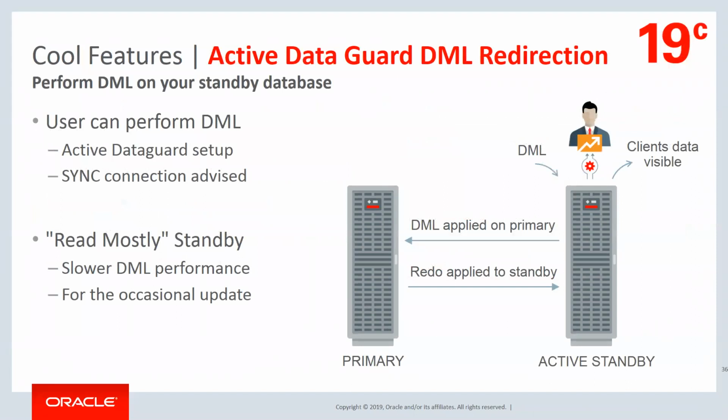Active DataGuard DML redirection. If you have active DataGuard, you could only query on active standbys. Now we can change that. You can enable it, so you can actually do insert, update, and delete on the active standby. The system will make sure, through a database link, that it applies the change on the primary, and then because the redo is applied to the standby, the changes are done on the active standby as well. It's not as fast, of course, as doing inserts, updates and deletes on the primary system, but if you have minor changes, you can still do that on the active standby.